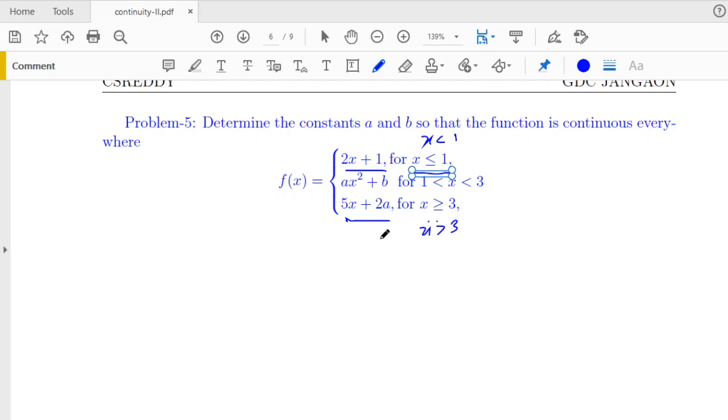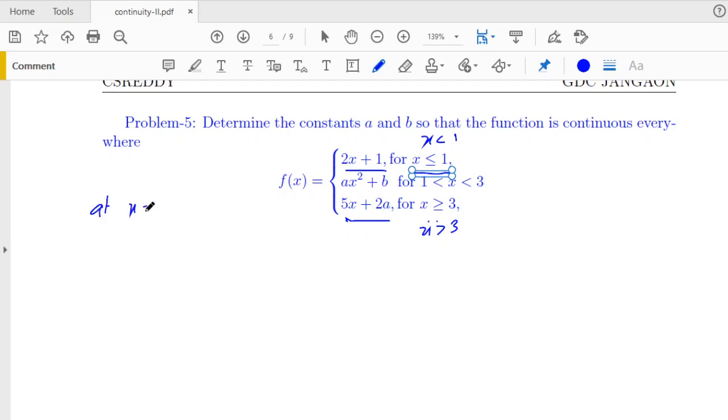Therefore, this is also continuous. But in between these two, if we check at x equal to 1 and x equal to 3, if it is continuous at x equal to 1 and x equal to 3, then the total function f of x is continuous everywhere. Therefore, we have to check continuity at x equal to 1 and 3 only. Therefore, check the continuity at x equal to 1 and x equal to 3.